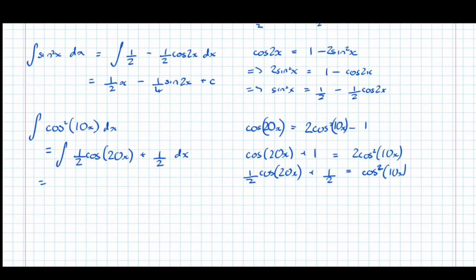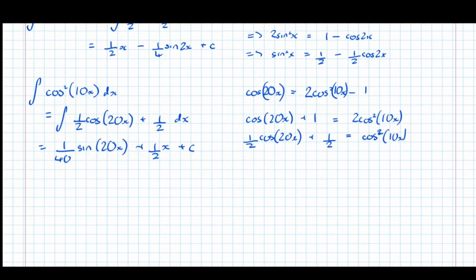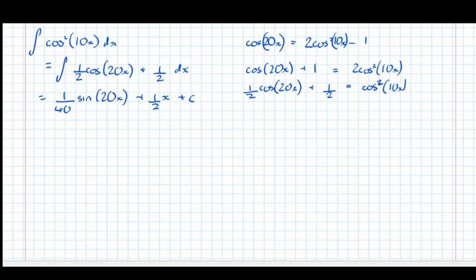Well, cos integrates to sine, so we get 1 over 2 sine of 20x. But remember, we must divide by the differential of the bracket, i.e. divide by 20. So that makes the bottom 40. Plus a half x plus c. So that's how you do questions like that. So let's take another example, and let's put this into an exam question context now. Let's do a few exam questions on this.